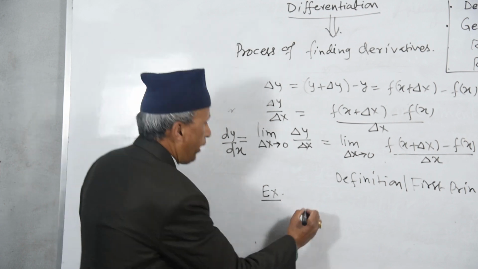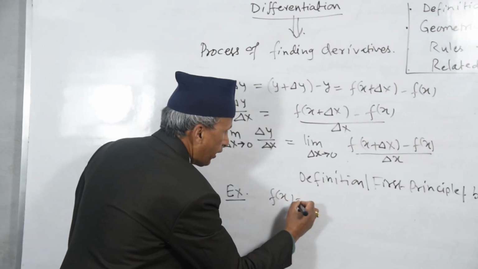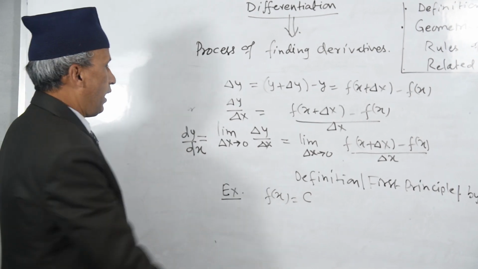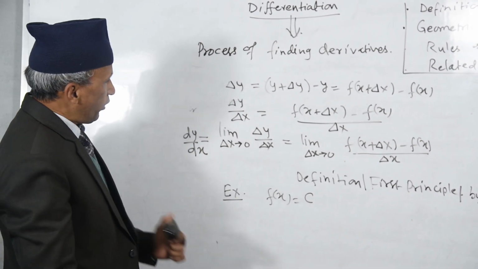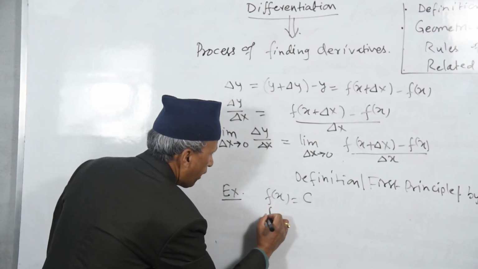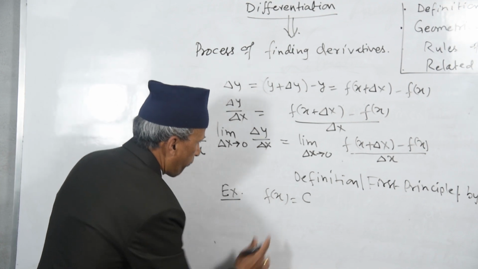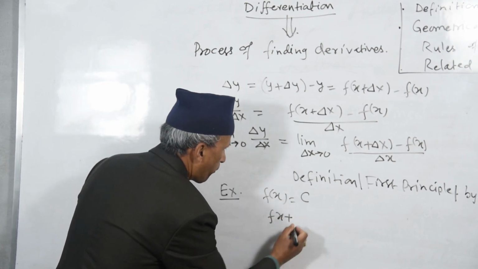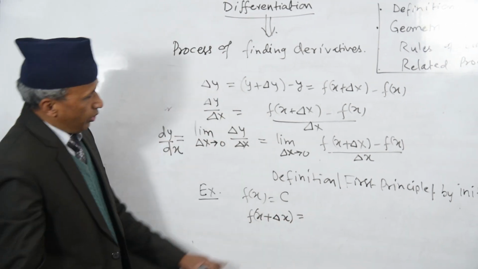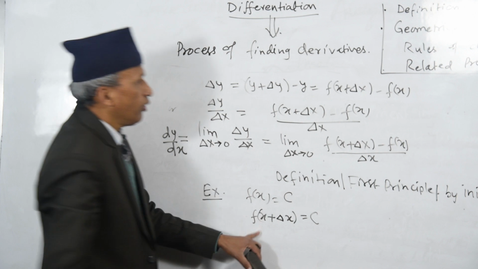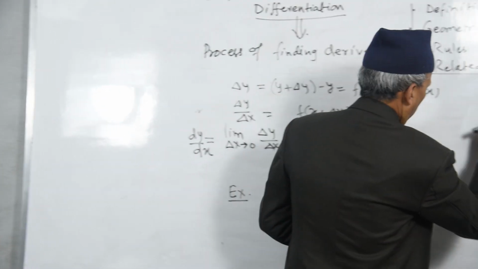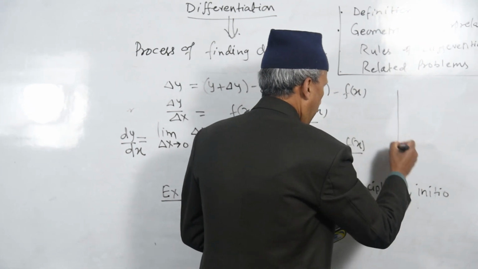Okay, for example, if f(x) is equal to a constant function, suppose c, we know that c is a constant function. So in this case, f of x plus delta x is also equal to c, because this is a constant function. If you see the graph of a constant function, I'll just check it here.